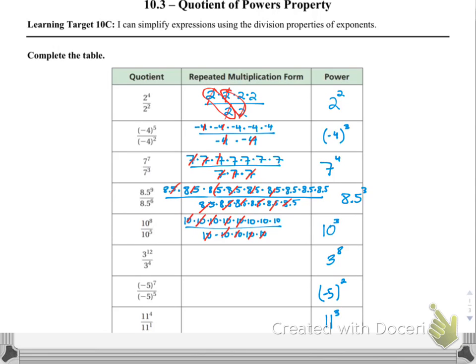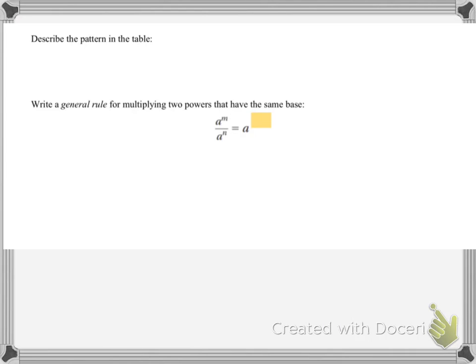To this part where it says describe the pattern in the table. And so what I recognize is that when I have the same base that's being divided, then I subtract the exponents. So that's kind of the pattern that we see in the table. Please make sure you have that rule copied down.